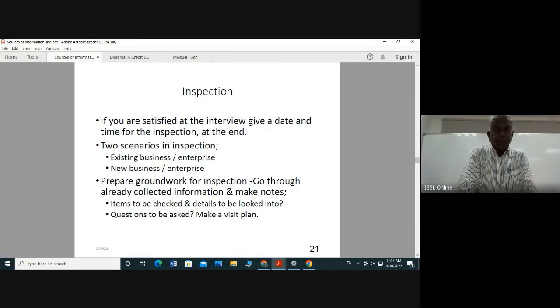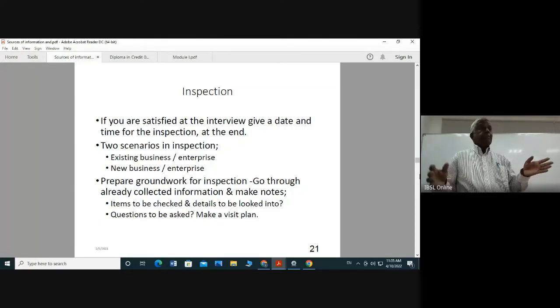So prepare groundwork for inspection. Before going for the inspection, you should prepare yourself. Go through the already collected information and make notes. Items to be checked and details to be looked into, based on the information available with you. What are the items you are going to check? What are the details to be looked into? What are the questions to be asked? The clarifications. Make a visit plan. You must plan your visit.